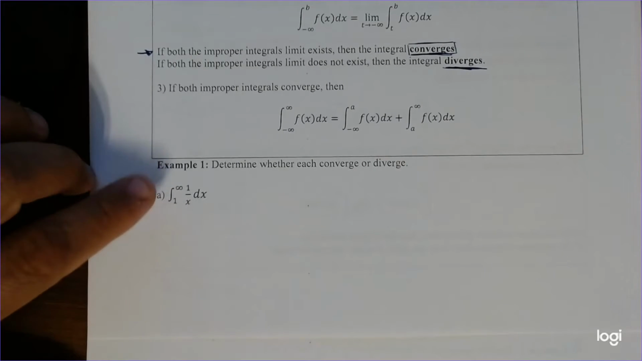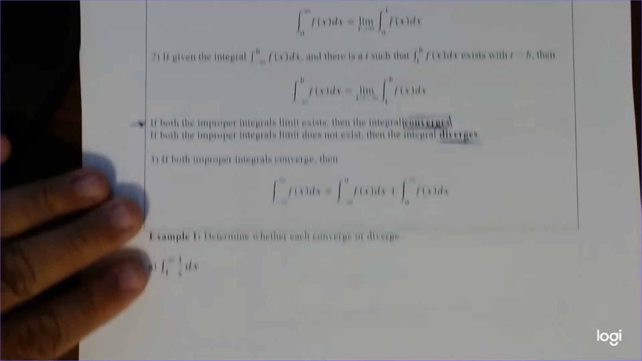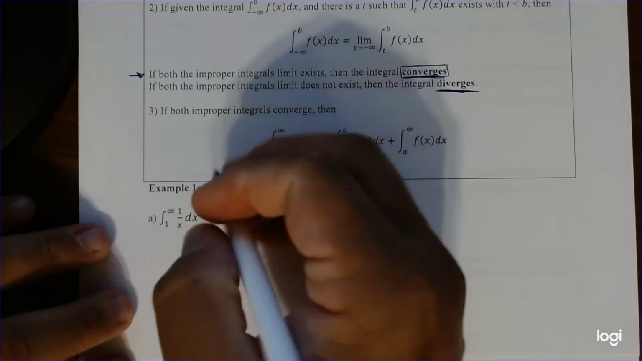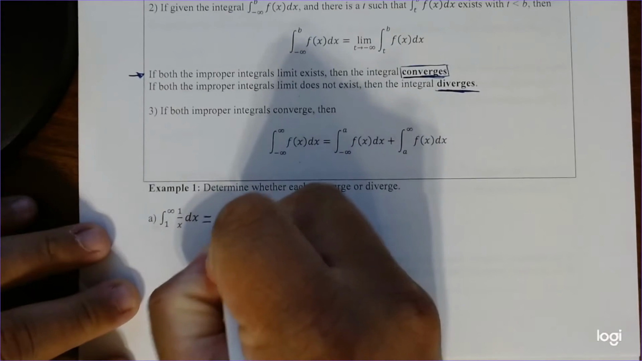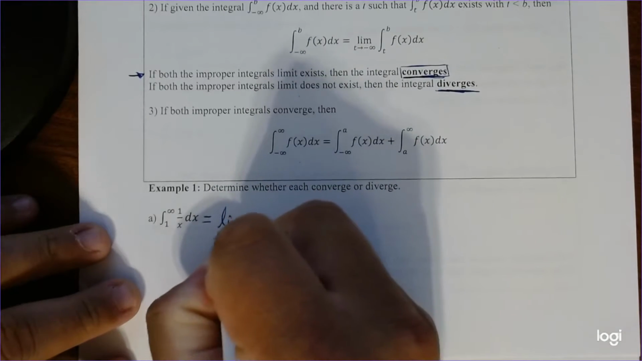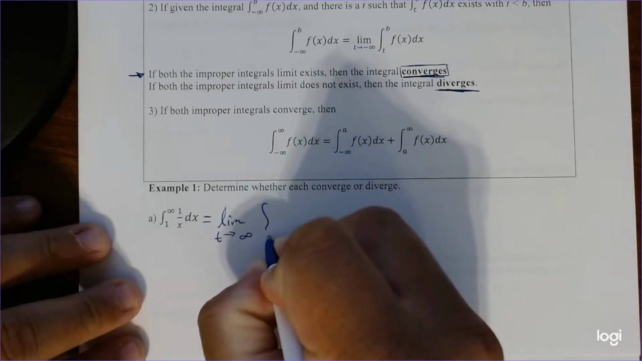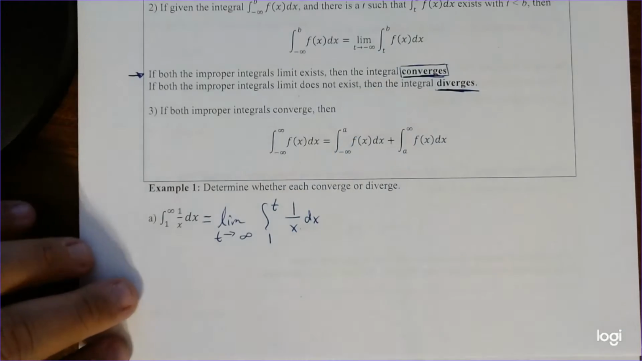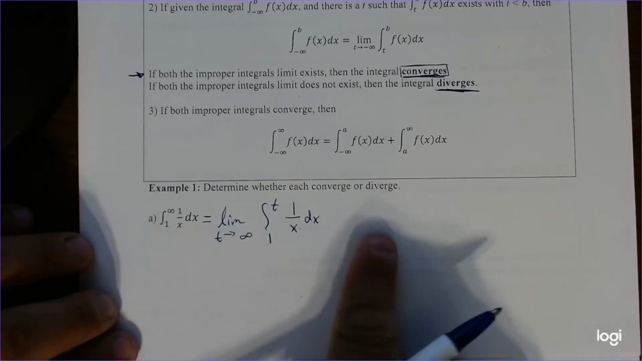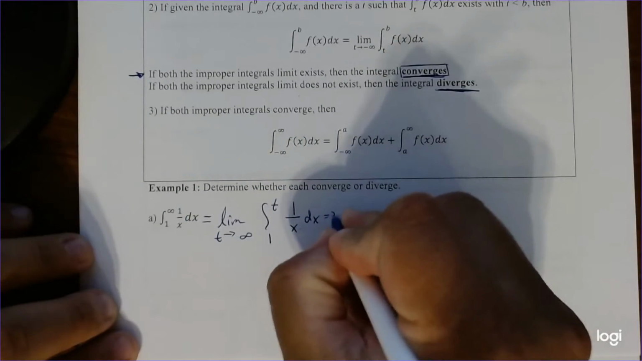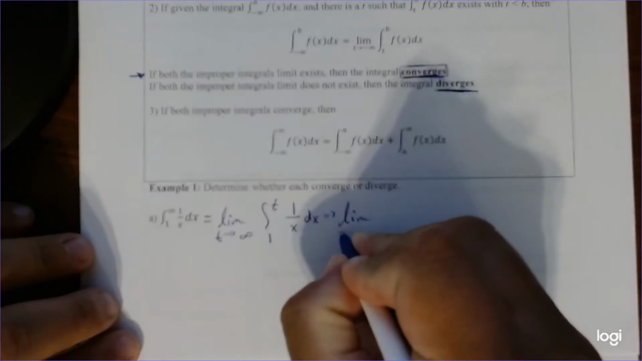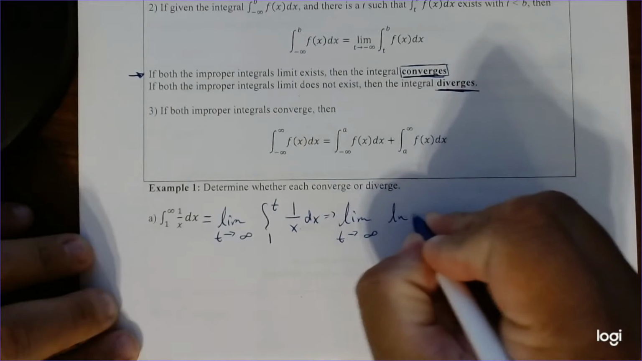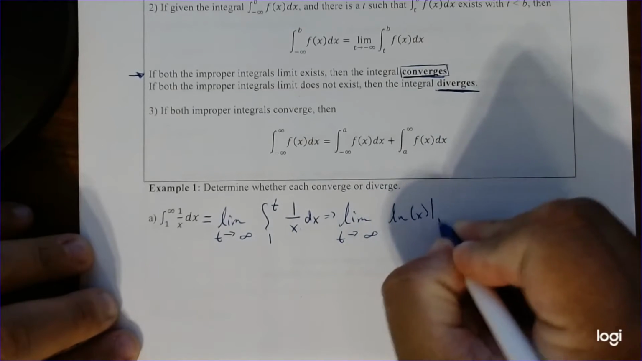We have the first part, where we go from a number to infinity. So essentially we write this as the limit as t goes to infinity of the integral from 1 to t of 1 over x dx. And then we just take the integral the old-fashioned way. The integral of 1 over x is natural log, evaluated at 1 and t.